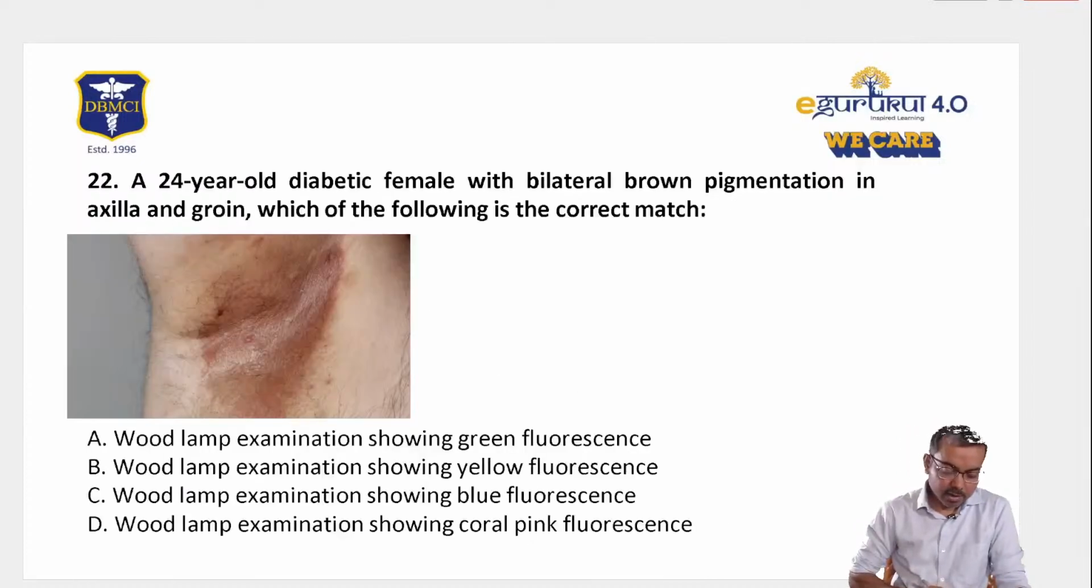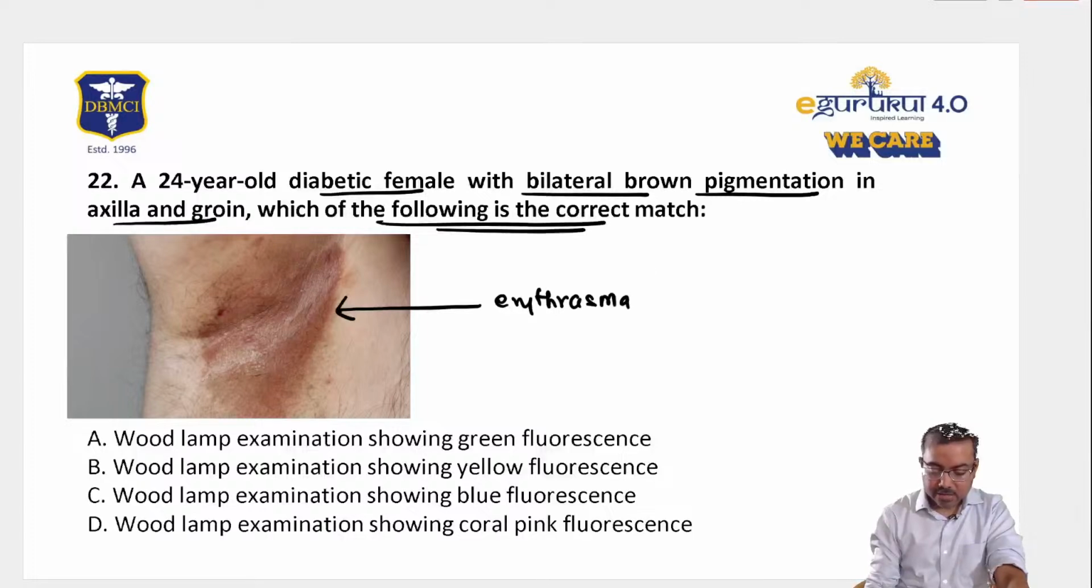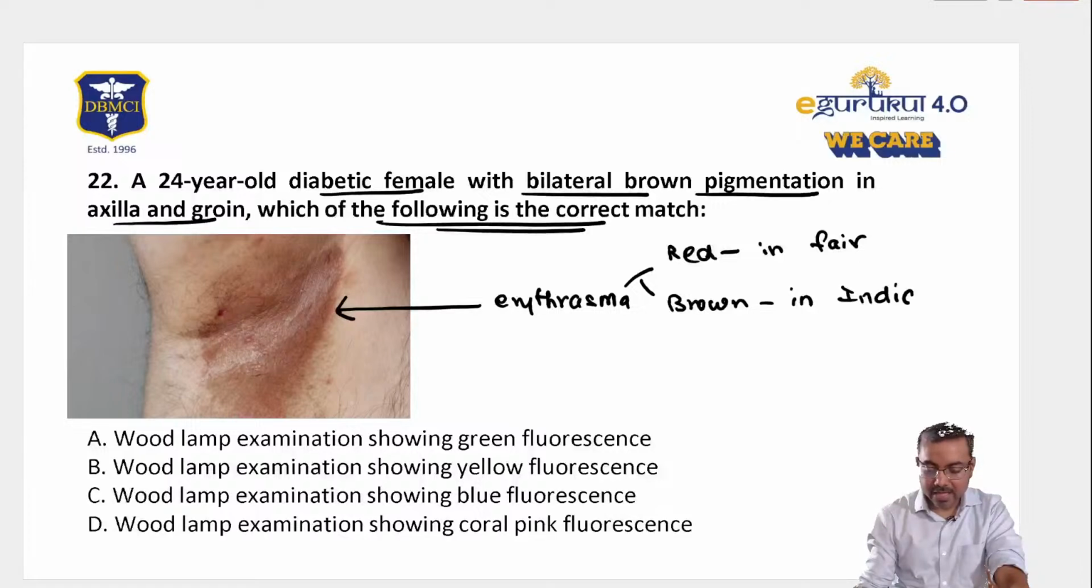Question 22. A diabetic female with bilateral brown pigmentation in the groin, which of the following is the correct match? Tell me the answer. This is basically an asymptomatic lesion called erythrasma. Interestingly, erythrasma is red in fair-skinned people and quite brown in Indian people. The word erythro should mean red, but this is not very red. It is going to give you coral red fluorescence; ideally it is called coral red.